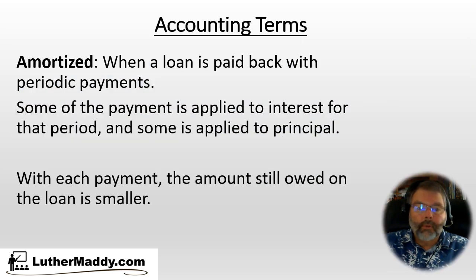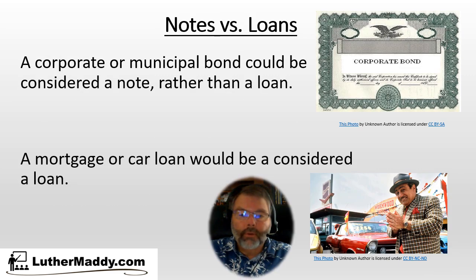I just used a term I want to make sure you understand: the term is amortized. We see that term with loans, and all that means is it's made up of periodic payments until the loan is completely paid off. Part of the loan payment is interest and part is principal. All right, just another real quick review for these two terms, notes and loans. A corporate bond or a municipal bond would be considered a note, whereas a car loan, of course, or a mortgage would be considered a loan.